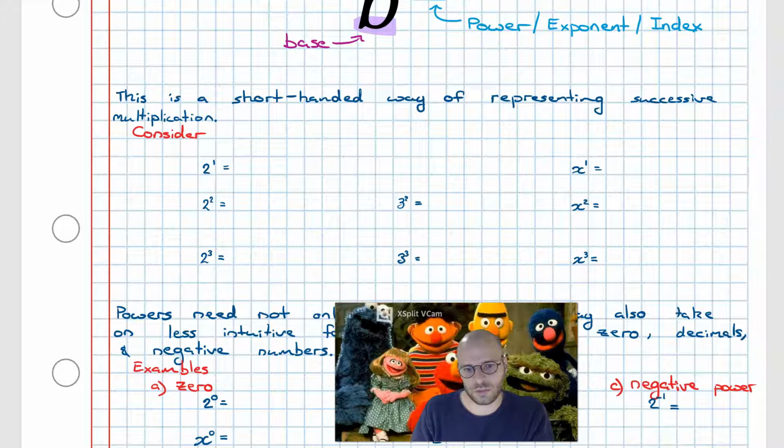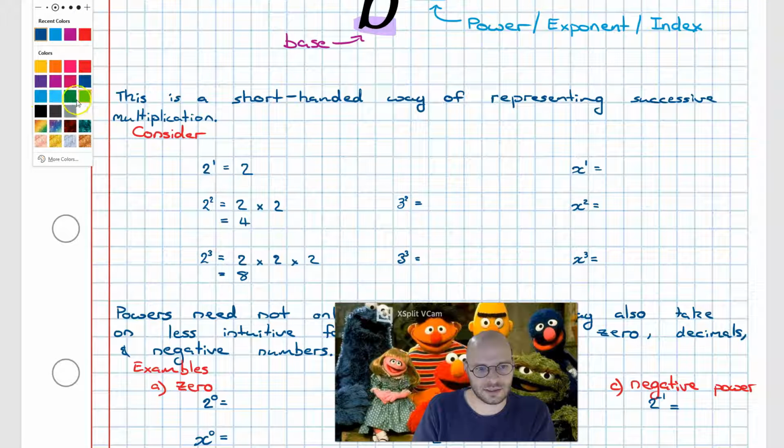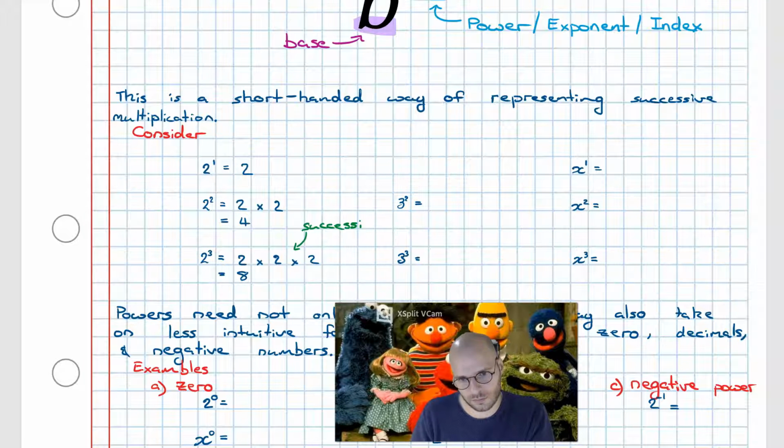So we have 2 to the power of 1. We could evaluate this as simply 2 with an implied 1, so we just scrap the 1. So 2 to the 1 is simply 2. 2 to the power of 2 is rewritten as 2 times 2, and that is represented as 4. 2 to the power of 3 is 2 times 2 times 2, which is evaluated to be 8. So what we're seeing going on here is successive multiplication.